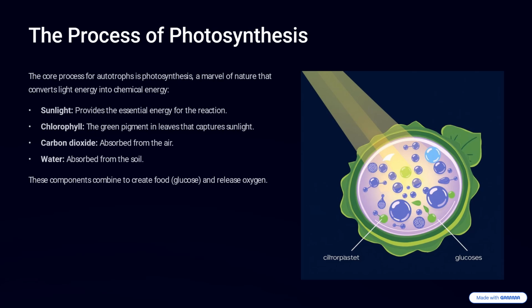Next, chlorophyll. In the leaves of plants we have chlorophyll, which is a green pigment. That's why every plant is green in color. That green pigment captures the sunlight. Carbon dioxide is absorbed from the air and water is absorbed from the soil. These components combine to create food, glucose, and release energy. The food for the plant is glucose, and it releases energy.